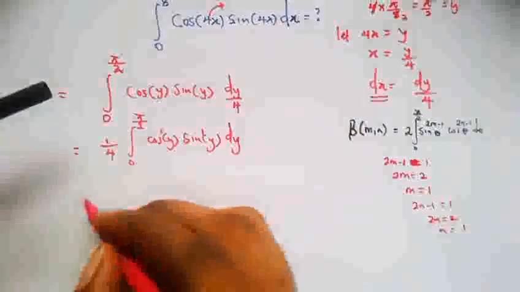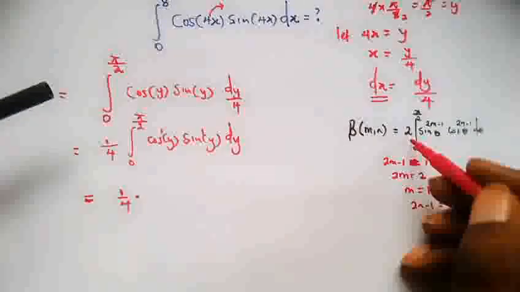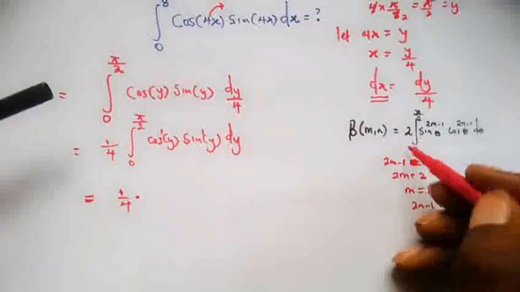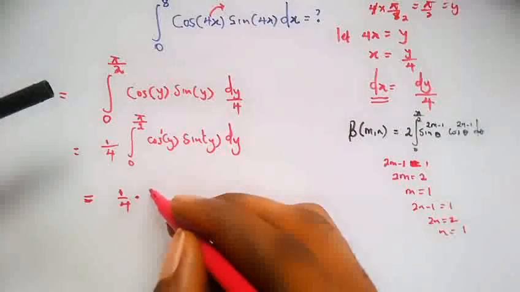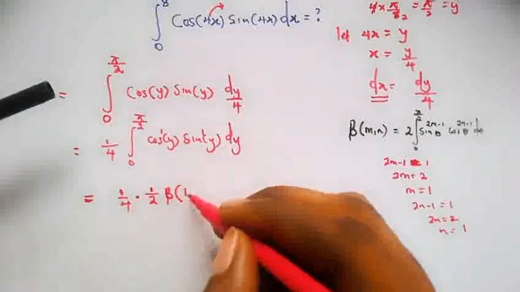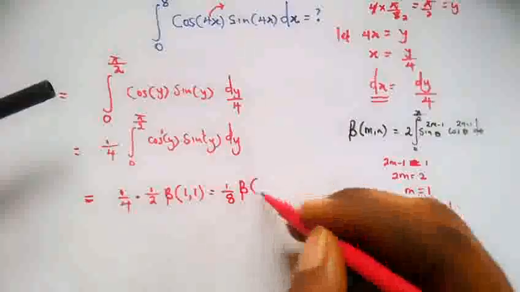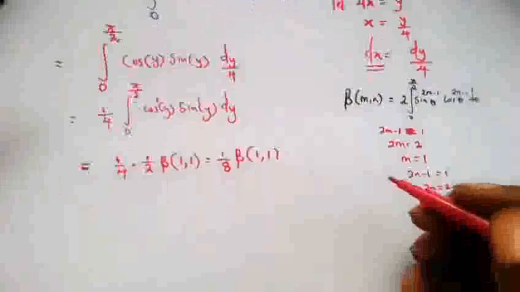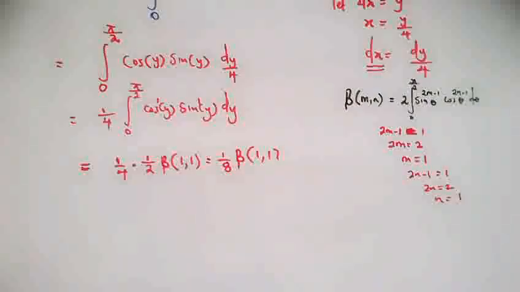Okay, now this our integral is becoming 1 all over 4 times, remember, this 2. If you divide both sides by 2, you get 1 over 2 beta of m, n is equal to this. So we have 1 all over 2 beta of 1, 1. So, and this is equal to 1 all over 8 beta of 1, 1. Okay, now how can we evaluate the beta function of 1 and 1? So let us recall the relationship. That is a very beautiful relationship between this beta function and the gamma function.